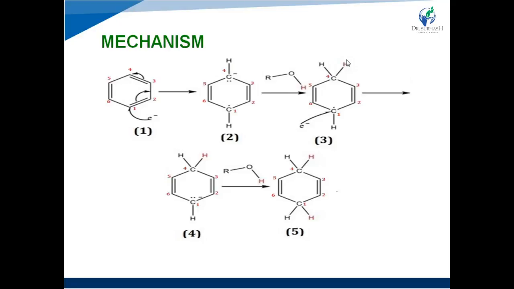See, in structure 5, the red-colored hydrogen atoms are added. They are at the first and fourth positions, right? So it is a 1,4 reduction, right?